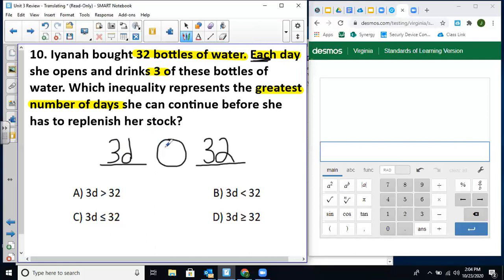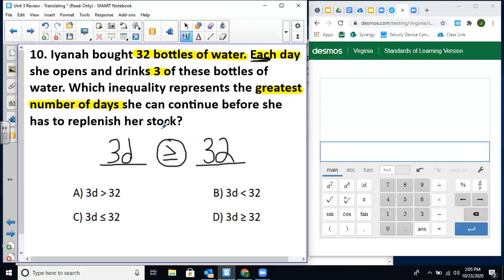Now, our last step is to figure out what kind of sign that we're going to use here. Okay, well, we can kind of get some information based off of the question. It says, which inequality represents the greatest number of days? So the biggest. So we can write that with our sign going this way and an equal sign underneath.